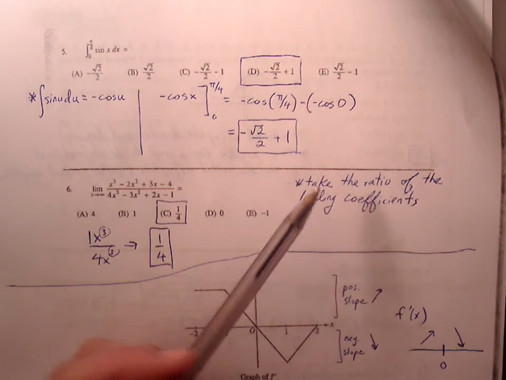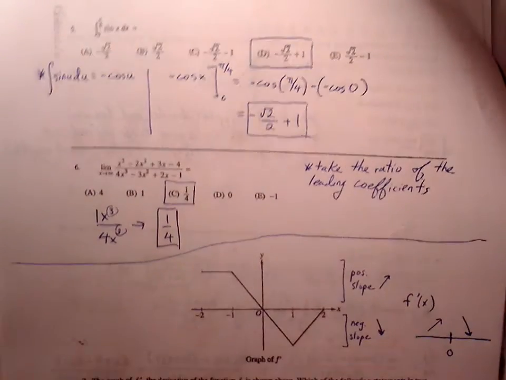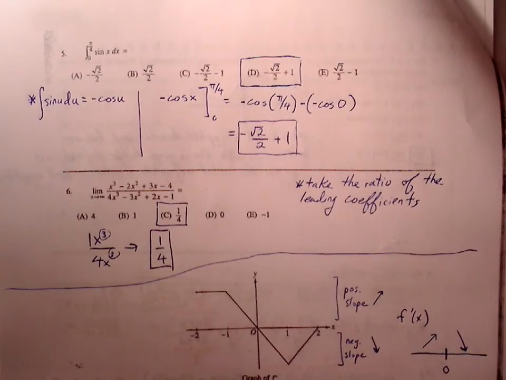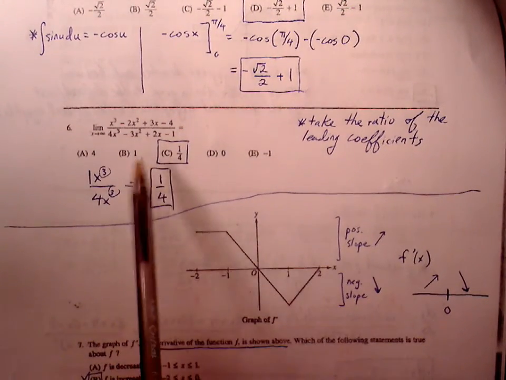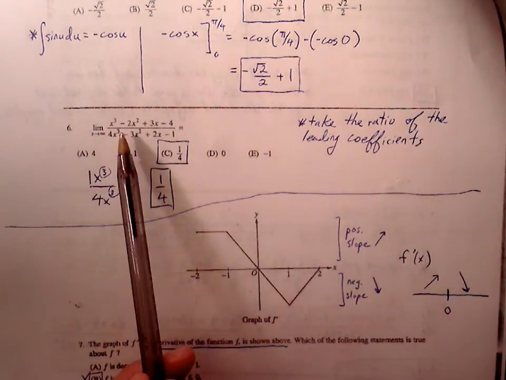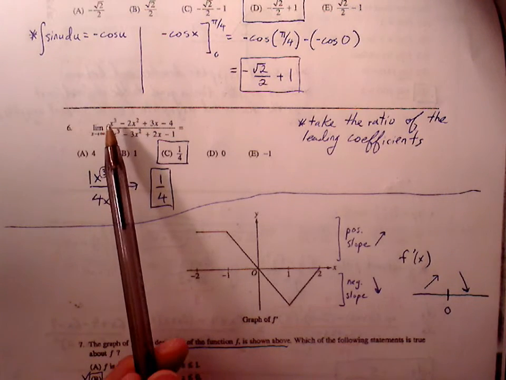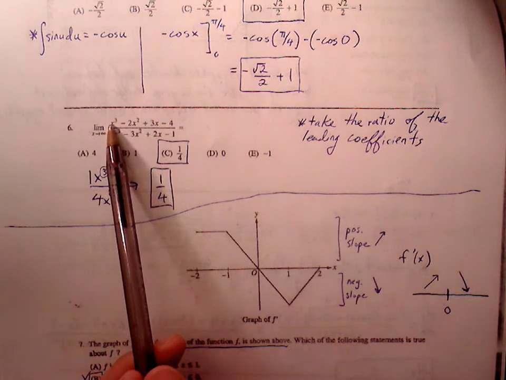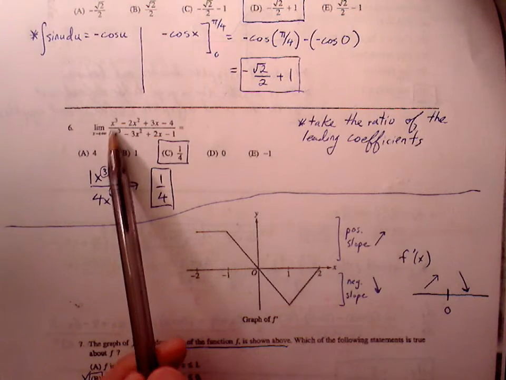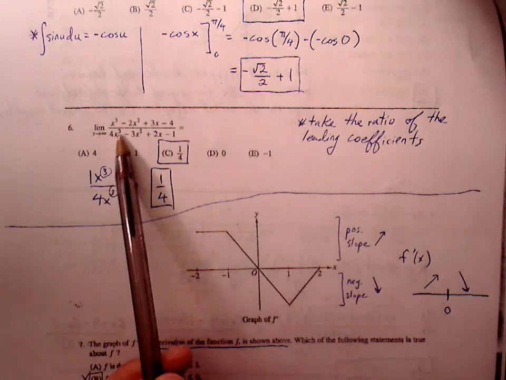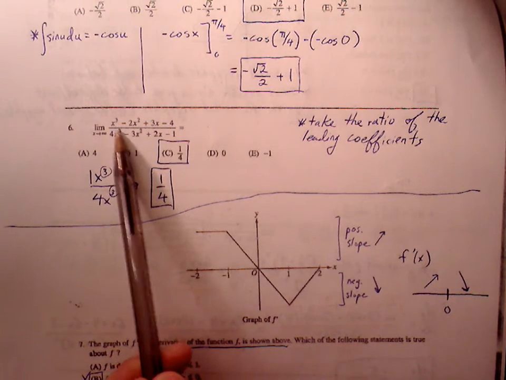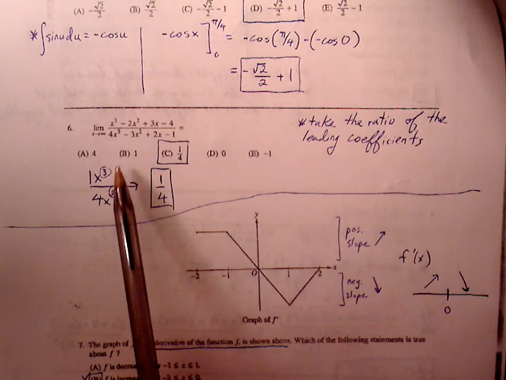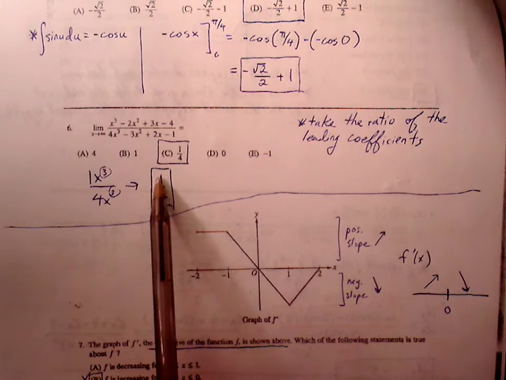For number 6, limit as x approaches infinity. Now, if we're approaching infinity, we can compare degrees between the numerator and denominator, and if the degrees match, then we simply take the ratio of the coefficients. The highest degree we see is x cubed up here. That's a coefficient of 1. The highest degree below is x cubed as well, and the coefficient is 4. So we take the ratio of the leading coefficients, 1 over 4, and that's our answer.